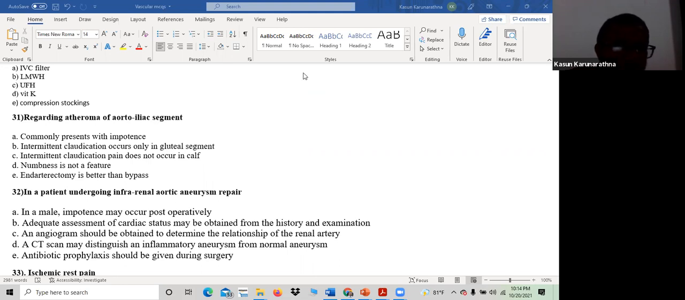Then endarterectomy is better than bypass. What do you say for this? 31E. It's again false. We don't do endarterectomy for this aortoiliac segment, either endoluminal intervention or bypasses, right?